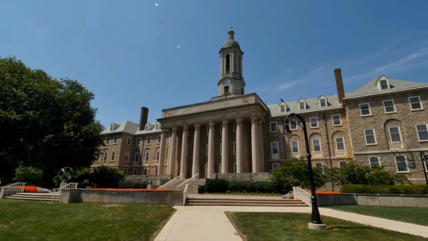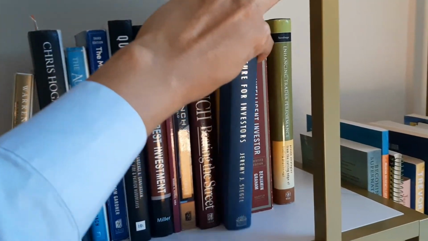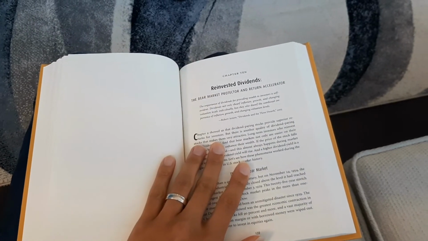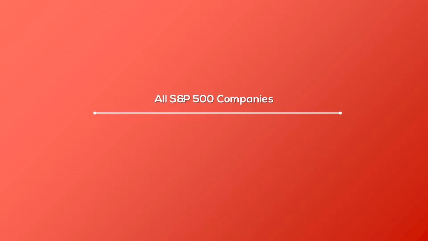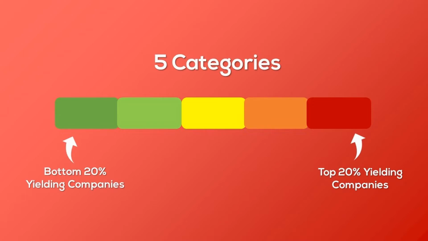There's a professor at Wharton, which is the University of Pennsylvania, and his name is Dr. Jeremy Siegel. And I'm a big fan of his work and I love his books. In one of his books called The Future for Investors, he talks about this concept called the return accelerator. So what Dr. Siegel did was he looked at every single company in the S&P 500 from 1958 all the way to 2003, which was when he published this book. And he took all those companies and he divided them into five categories. And he ranked those five categories based on the dividend yield of those companies.